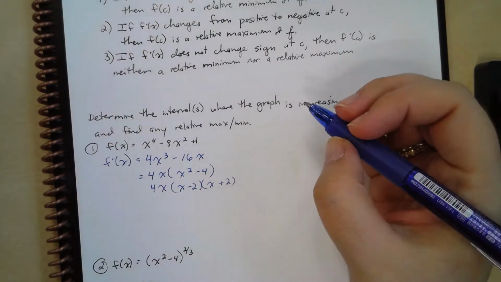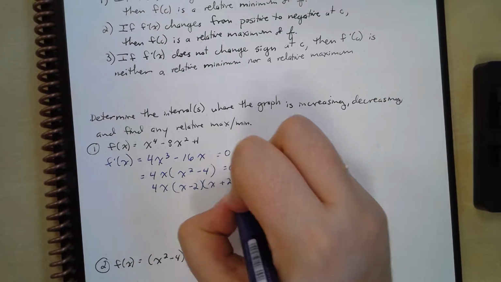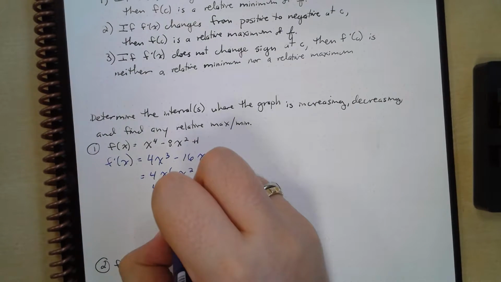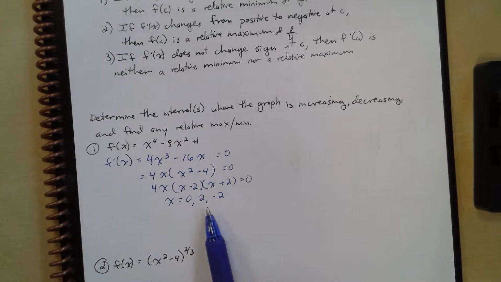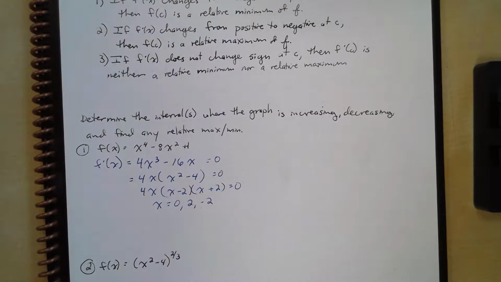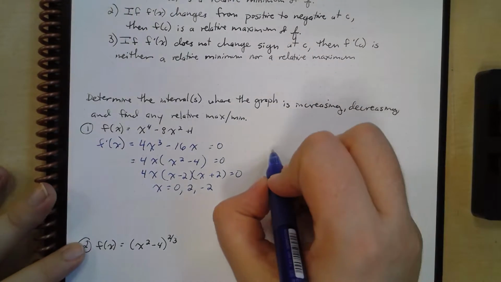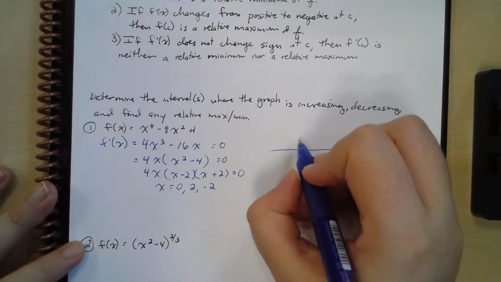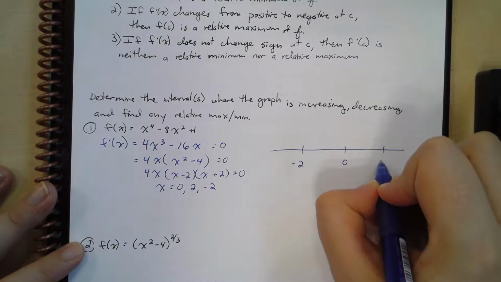And so if I set this equal to 0, which is what I need to do, I should have probably done that quite a bit earlier, x can be equal to 0, 2, or negative 2. All right, so 0, 2, and negative 2 are our critical numbers that we're going to be testing. When I do the first derivative test, I first draw a little number line here, and I'm going to draw 0, negative 2, and 2.